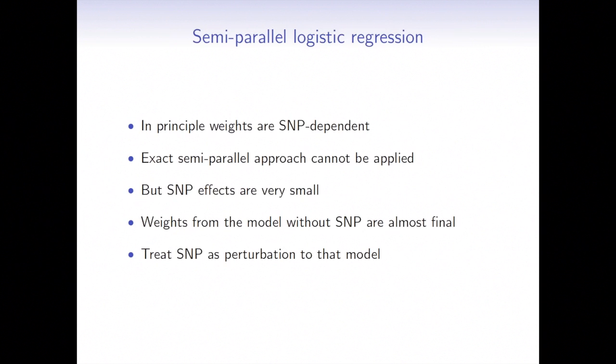But still, given iteratively reweighted least squares, in such a form we are not able to do that in a semi-parallel way. Because in principle the weights are different for all the SNPs. So now the approach here is to rely on the fact that in GWAS all the SNP effects are really small. So you can learn as much as you can from the model without the SNP. So we fit the model without the SNP, we take weights from that model, and we assume that they are almost final, and the SNP will be only a small perturbation to that model.